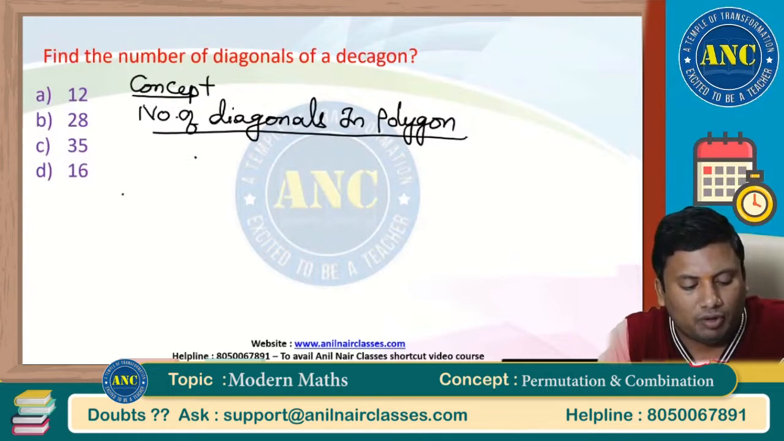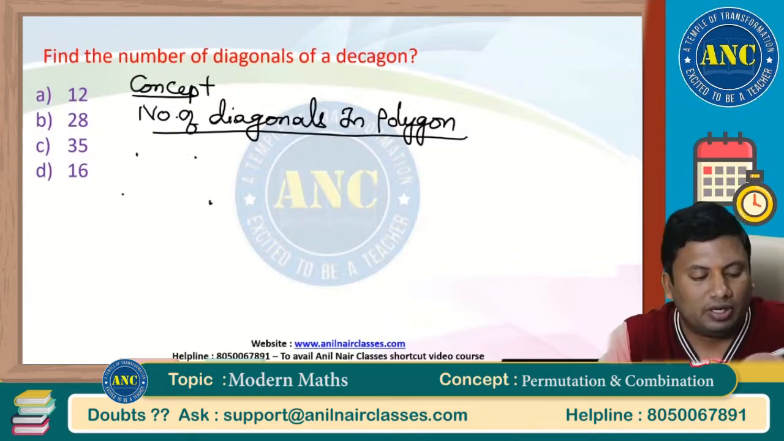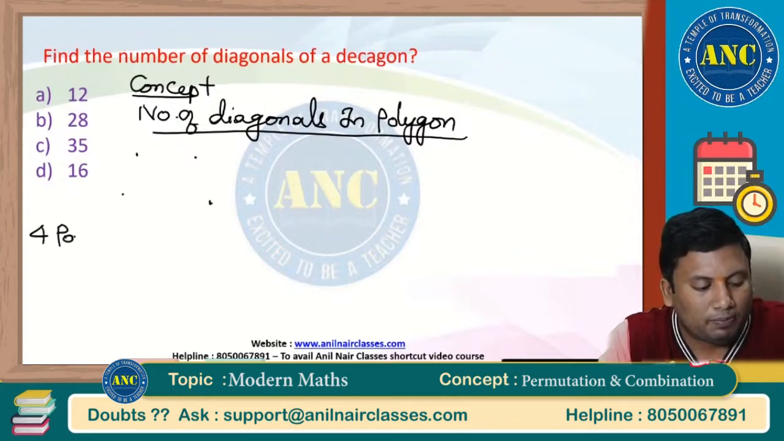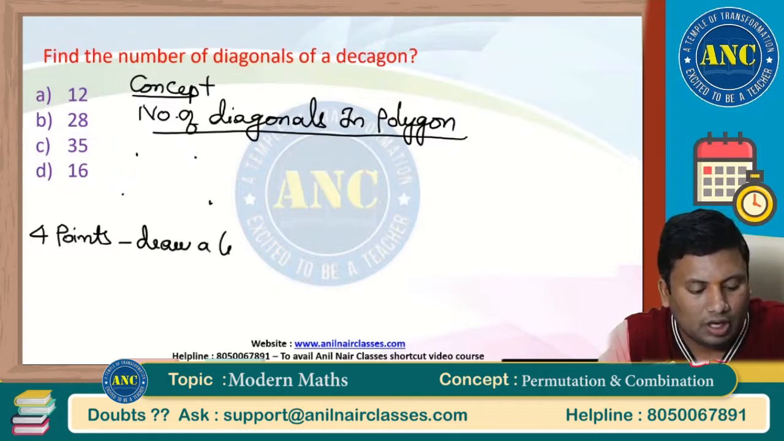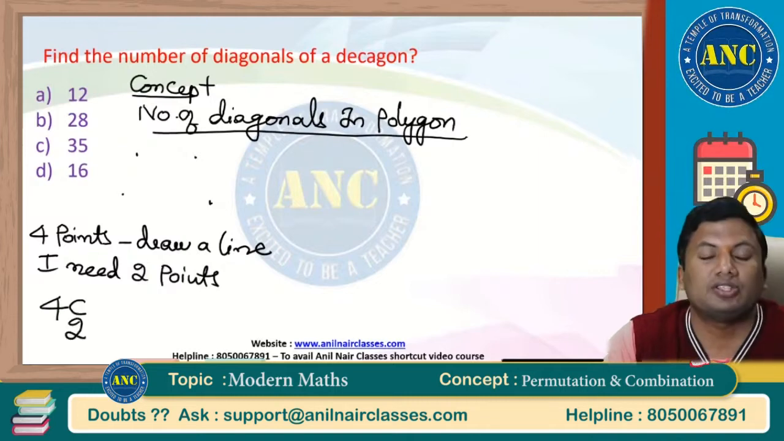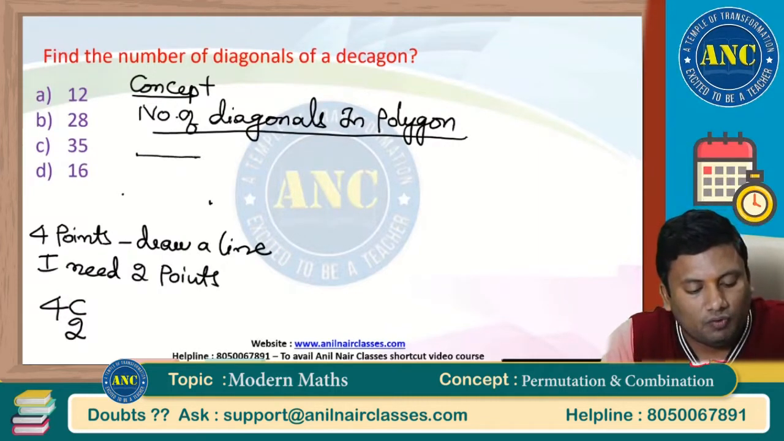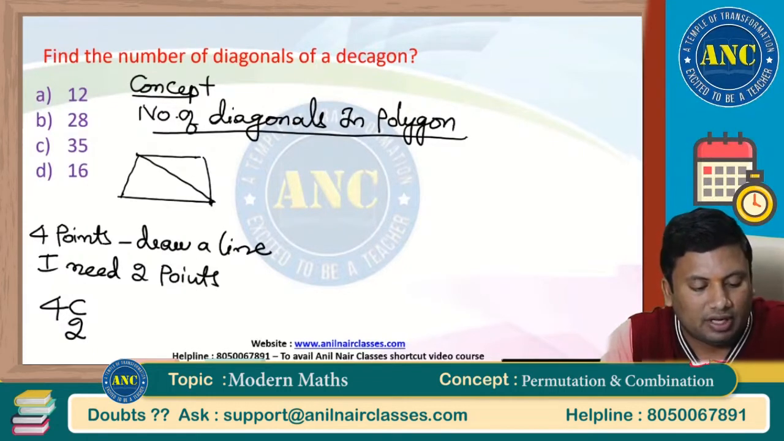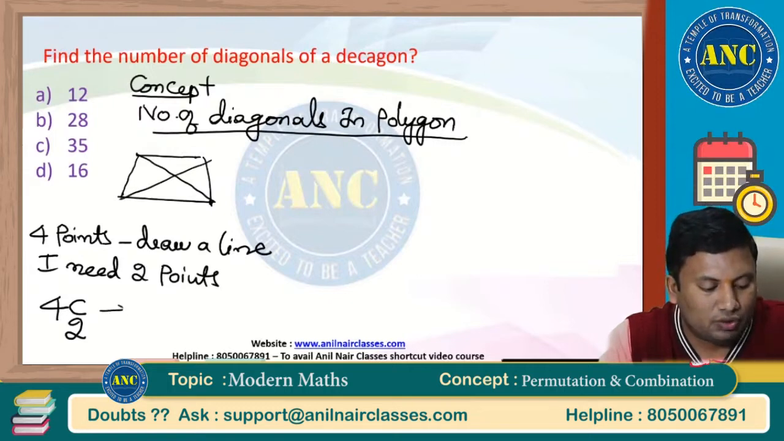Suppose there are 4 points. To draw a line, I need 2 points. So out of 4, I will select any 2 points. Therefore, I can draw a line. So 1 line, 2nd line, 3rd line, 4th line, 5th line, 6th line. So 4C2 will give you the number of straight lines.